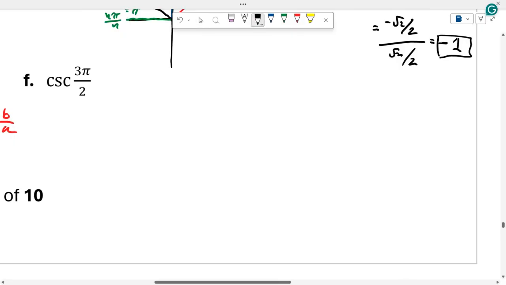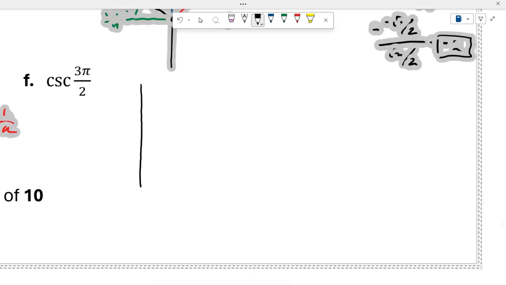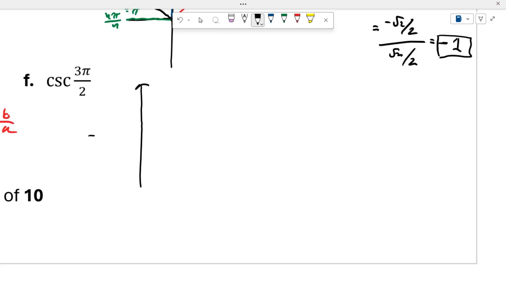Part F. Part F is asking about the cosecant of 3 pi over 2. Just like the last couple problems, I'm going to ignore the trig function itself. We're going to eventually deal with the cosecant, but not until I figure out where we're at first, all right? Because if I don't know where we're at, I'm not going to be able to figure out what's happening with cosecant. So 3 pi over 2.